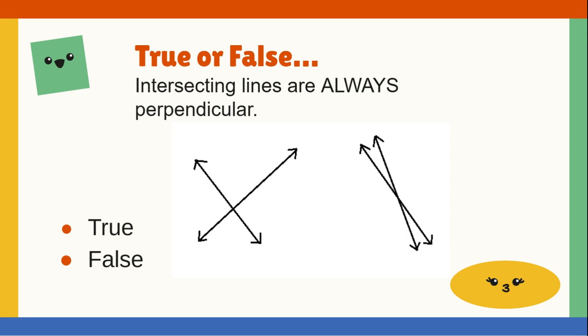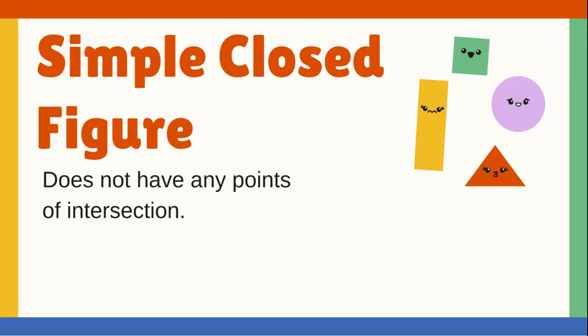True or false, intersecting lines are always perpendicular. That one's a little tricky. Perpendicular lines are always intersecting, but not the other way around. Intersecting lines do not have to be perpendicular. They can be, but they don't have to be. All right, next set of vocabulary.